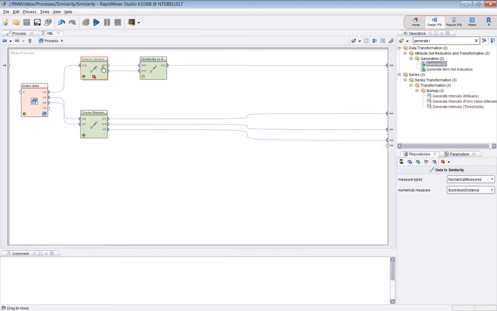Okay, now let's look at the similarity to data operator. So I'll set a breakpoint there.